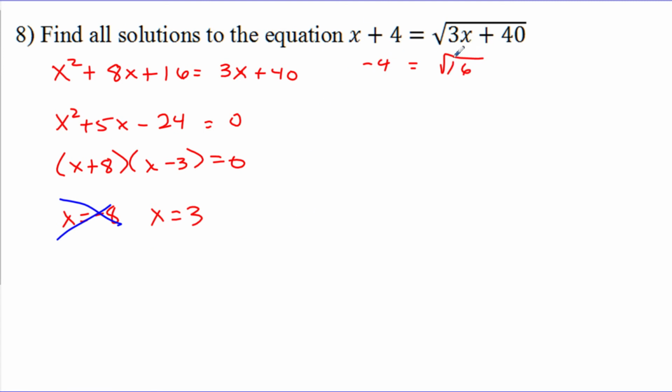If you check the positive 3, you do get 7 on the left and 7 on the right. So this one is good, right? So just be careful. There are extraneous solutions sometimes, okay?